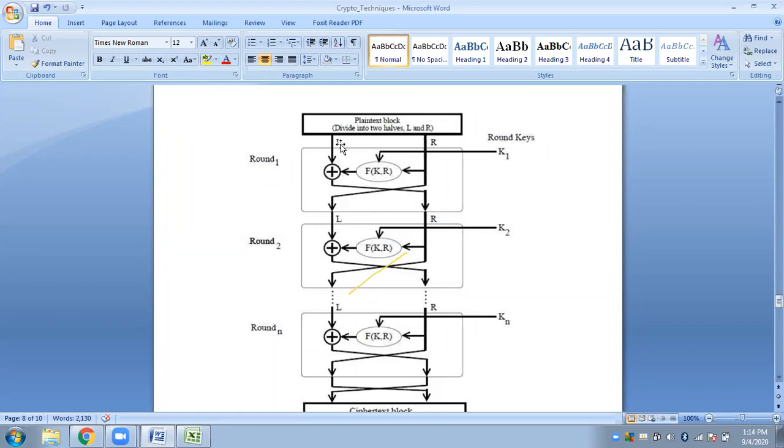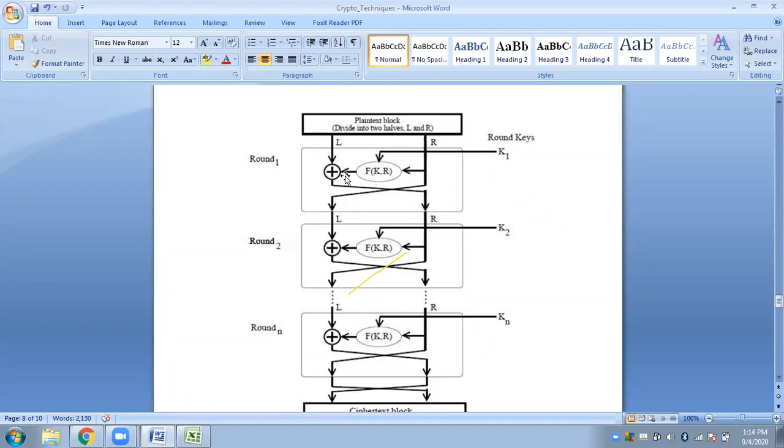This is what we will be performing in every round. You divide the plain text into 2 parts, left and right. Keep the left part untouched. Take a function, and feed the right part and the key for that particular round into the function.